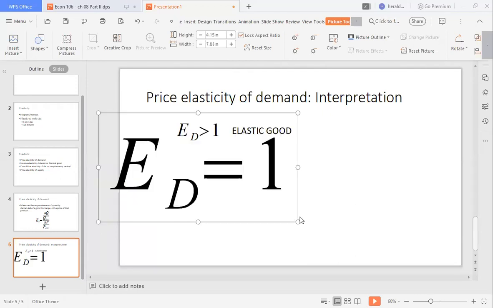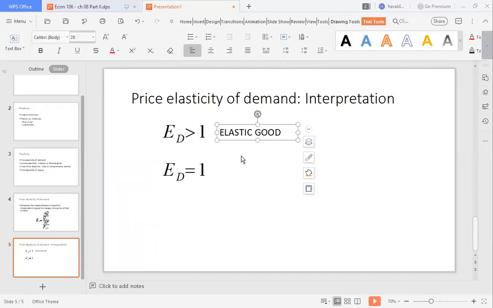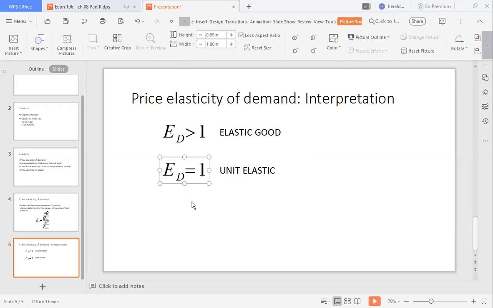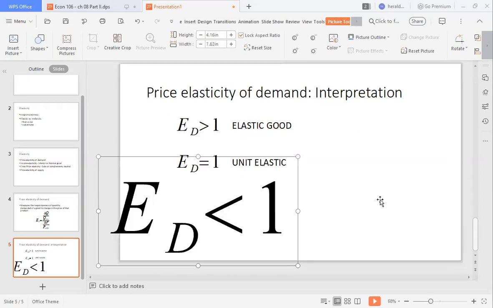So when you talk about unit elastic, it means that if there is a price increase by 10%, the quantity demanded would also decrease by the same percentage, which is also 10%. Okay. So when the price elasticity of demand is less than one, then you know that the good is an inelastic good.